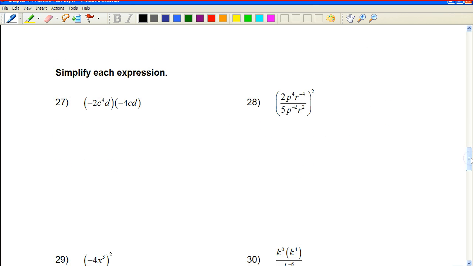Next. Alright, now we're actually multiplying. Notice how we have 2 monomials, so we just do this times this, which is positive 8, and then c to the 4th times c to the 1st is going to be c to the 5th, d to the 1st times d to the 1st is going to be d squared.